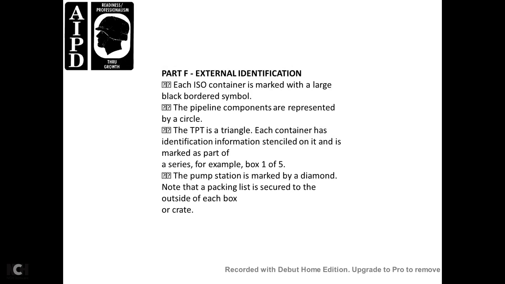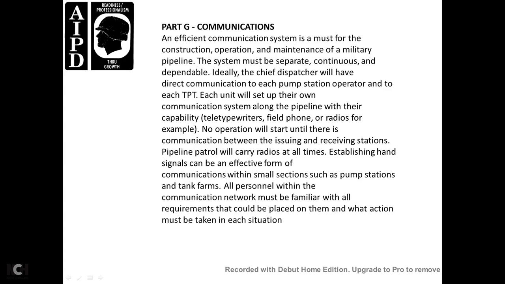Part F, external identification. Each of the ISO containers is marked with a large black border symbol. The pipeline components are represented by the circle. The tactical petroleum terminal is the triangle. Each container has identification information stenciled on it. It is marked as part of a series, for example, box 1 of 5. The pump station is marked by a diamond. The packing list is secured to the outside of each box or crate.